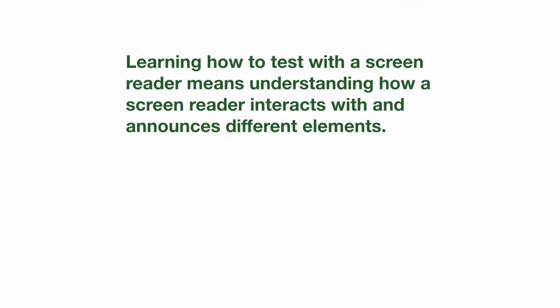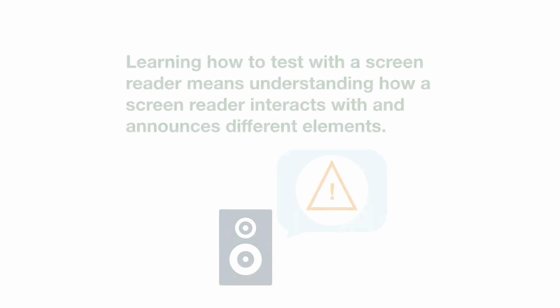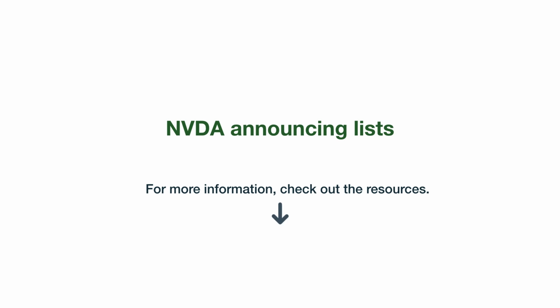Learning how to test with a screen reader means understanding how a screen reader interacts with and announces different elements. In this video series, we'll listen to NVDA announce accessible and inaccessible website elements to help you familiarize yourself with how it should sound. This video is all about lists. Watch the other videos in the series or learn more about how to make accessible lists in the resources below.